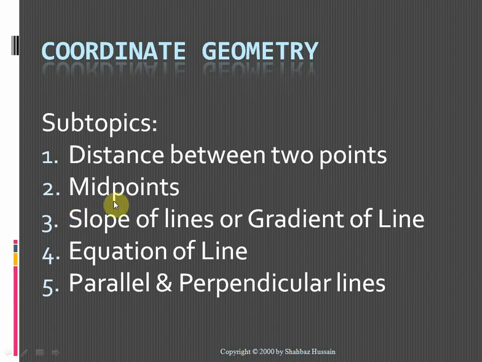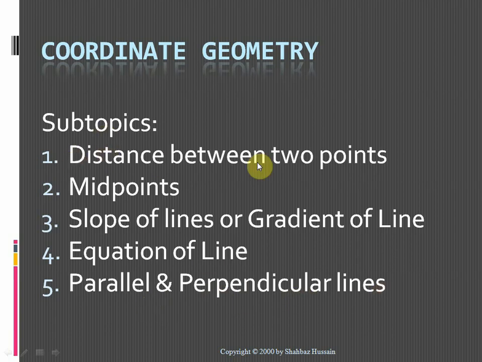The second one is the midpoint. Midpoint is basically the central point between 2 points. The third one is the slope of the line, or gradient of line. This is the main thing of equation of line. The fourth one is the equation of line, and the fifth, an important subtopic of coordinate geometry, is parallel and perpendicular lines.